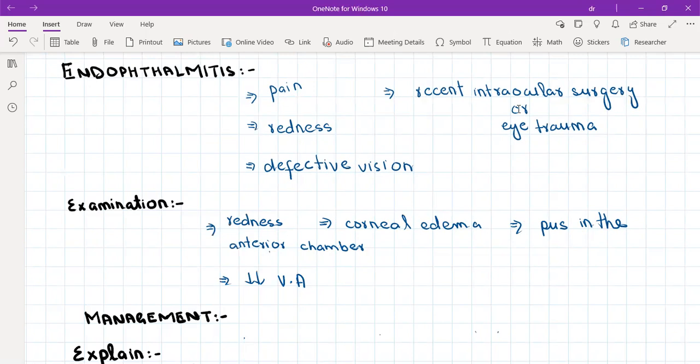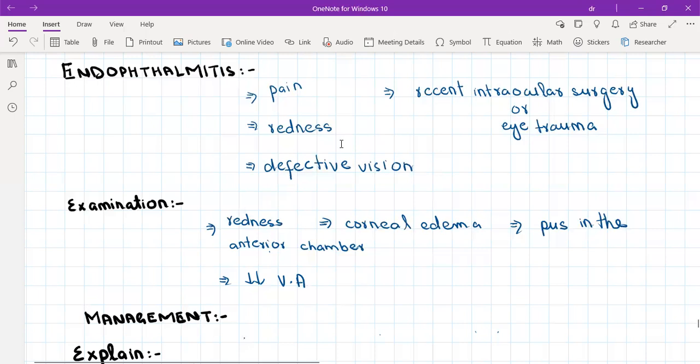Okay. And the patient can be permanently blind after this. So in these patients, the clue is recent intraocular surgery or eye trauma. How recent? Like within a day or two or three. Like within the last 3 days he had an ocular surgery, okay? Not like 3 months or 2 months, okay? It must be very acute.